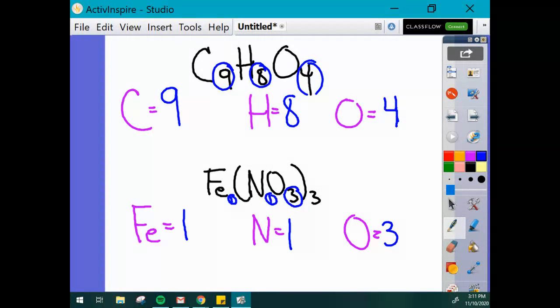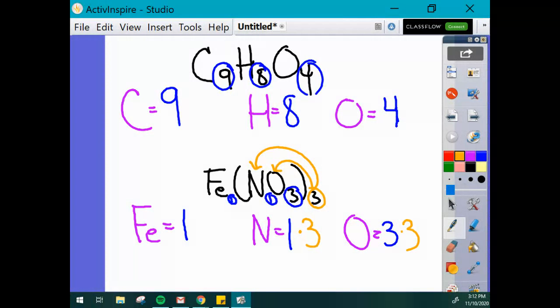Now, we've got something different here. We've got parentheses enclosing our NO3 with a little 3 subscript. That's telling me that that 3 applies to everything inside the parentheses. So it applies to the nitrogen and it applies to our oxygen, but it does not apply to our iron. What I'm going to do with that number is multiply it by the 1 next to nitrogen, and multiply it by the 3 next to oxygen.